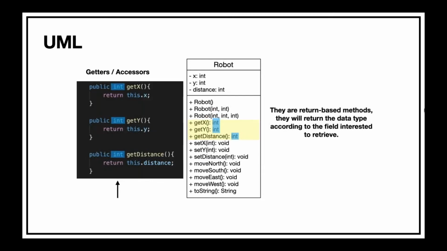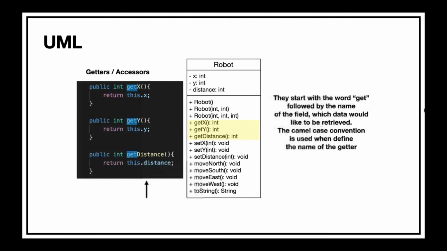The next thing is the return type. Getters have a return type. In other words, they're a return-based method that will allow us to retrieve the field data type that we're going to report back to whoever is accessing it. Getters start with the word get. By convention, we use camel case style in order to have get and then the name of the field. You can see here getX, getY, getDistance that will permit the computer user to access them without any problem.